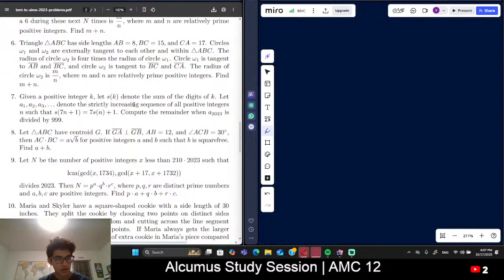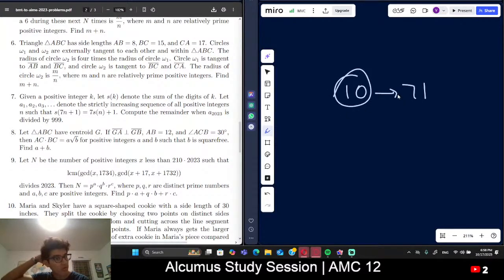Okay, wait. Let's try this. Let's see. What are some possible numbers that might work for this? If you have something like 10, this will now go to 71. The sum of the digits of 71 would work. So 10 works. That doesn't really tell us much, though. What about even just the number 1? Would 1 work? 1 would work as well.